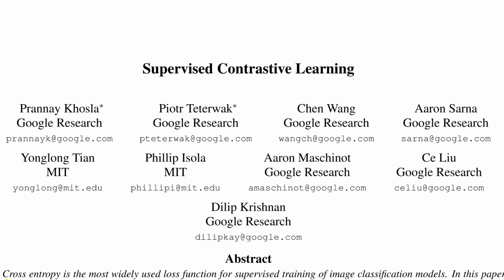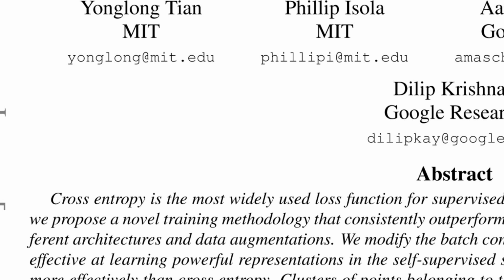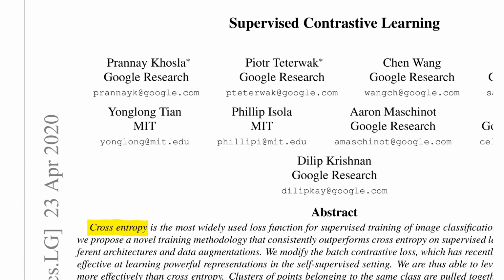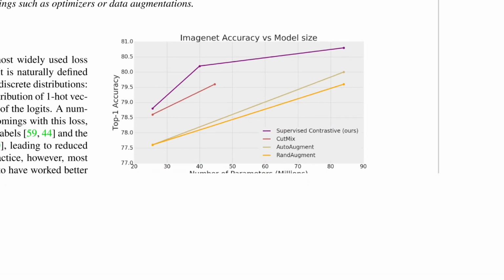Hi there. Today we're looking at supervised contrastive learning by people from Google Research and MIT. Now, this paper proposes a new loss for supervised learning, and you might recognize that this is a big claim. So forever now, we've basically used this cross-entropy loss in order to do supervised training of neural networks. This paper proposes to replace that with the supervised contrastive loss.